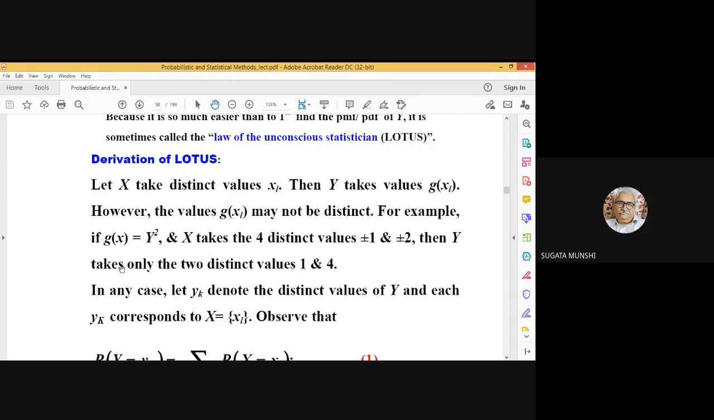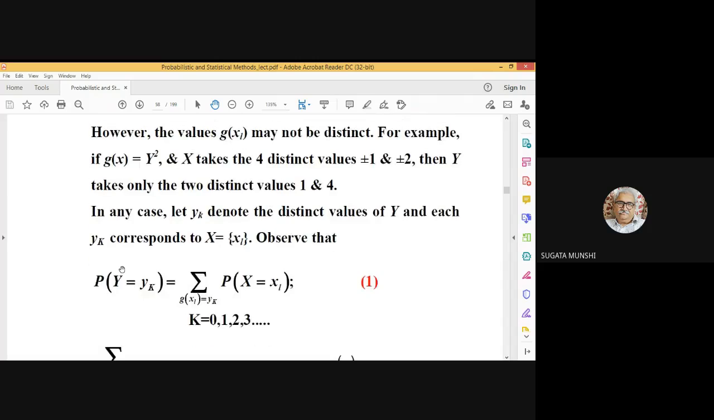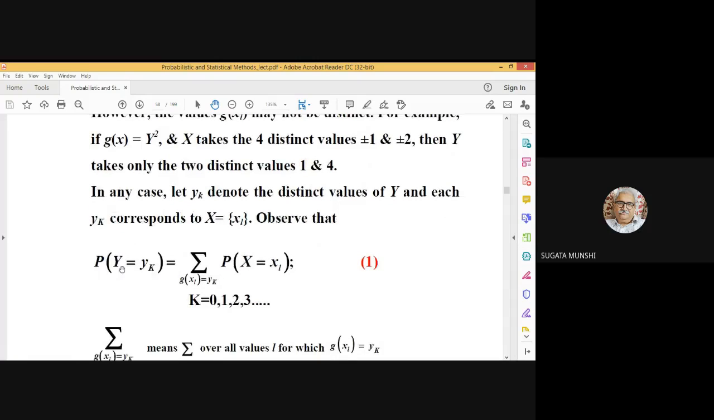In any case, suppose yk denotes the distinct values of y, and each yk corresponds to some distinct values of x equal to xl, a collection of x. Then probability of y equal to yk, what will that be equal to? It will simply be the sum of the probabilities of x equal to xl.